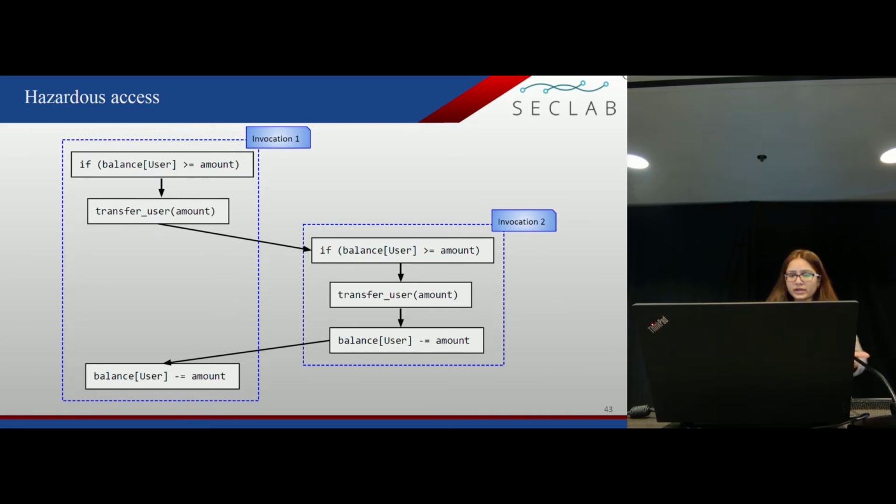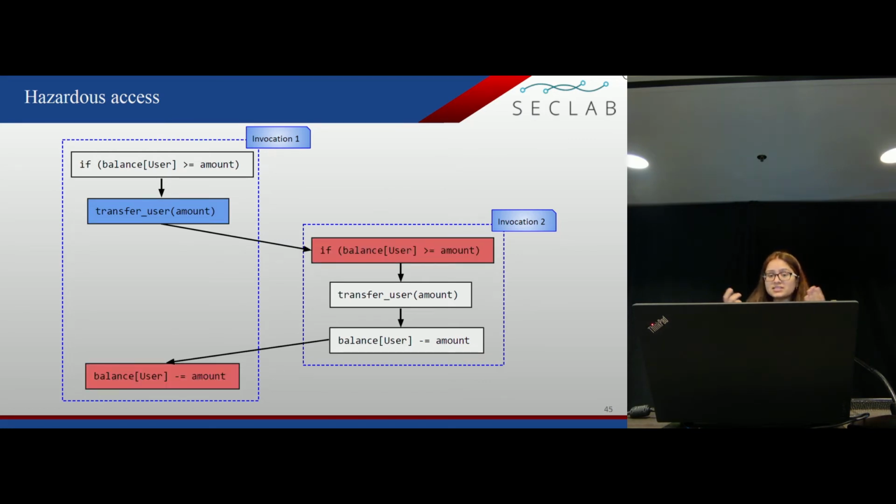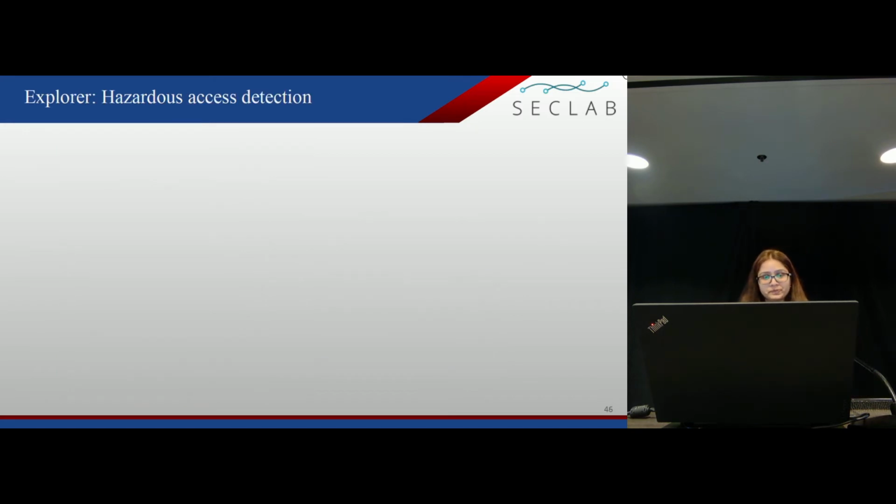So let's try to understand this hazardous access with a simple example. For the bank contract example, these are the two invocations of the withdraw function, and this is an external call in case of reentrancy. So this is an example of the hazardous access pair. These two read and write operations, which are marked in red, are the example of a hazardous access pair. So SAILFISH, in order to detect hazardous access pairs, does a static analysis, which is known as Explorer.